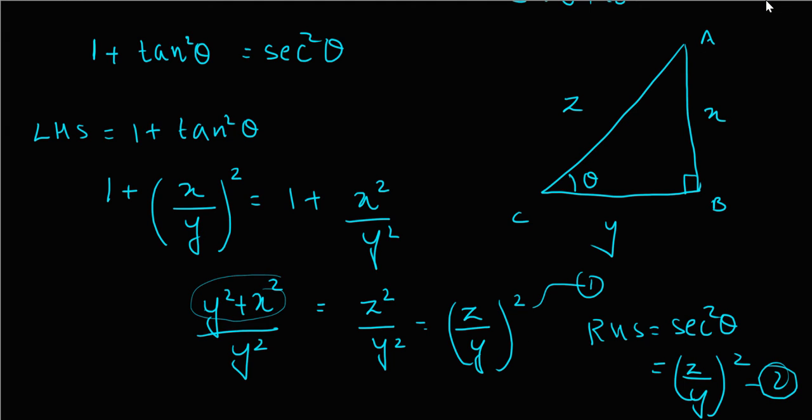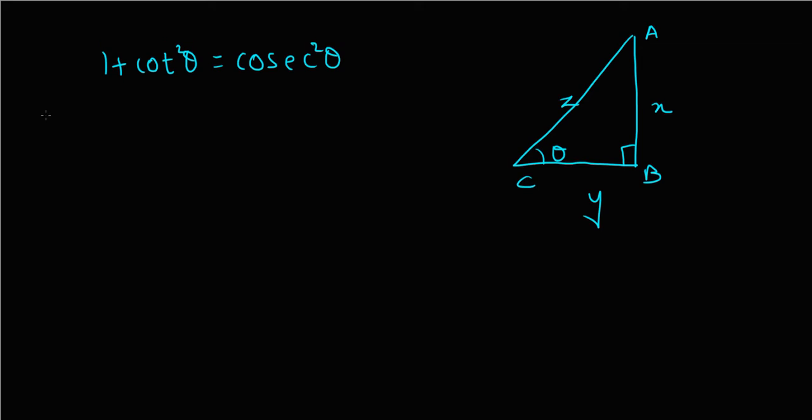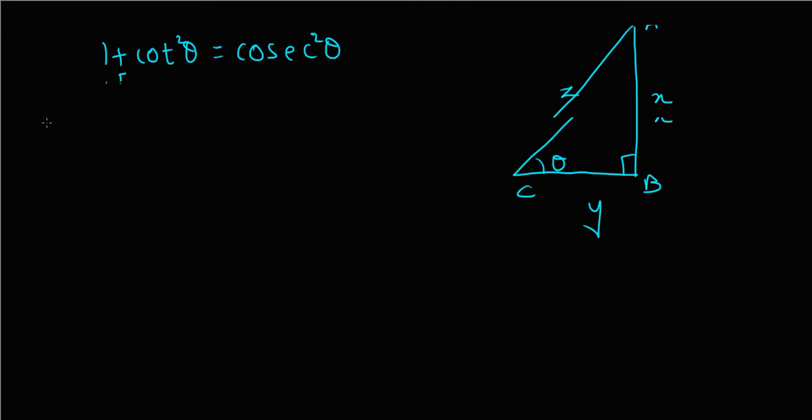Now we move on to the third identity. This is my third identity, 1 plus cot square theta equal to cosec square theta. We will start with the left hand side. My LHS is 1 plus cot square theta.